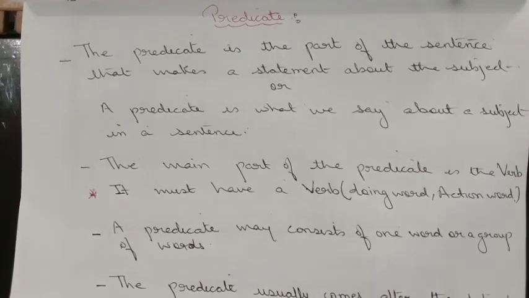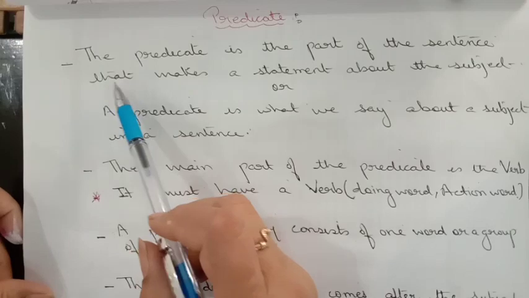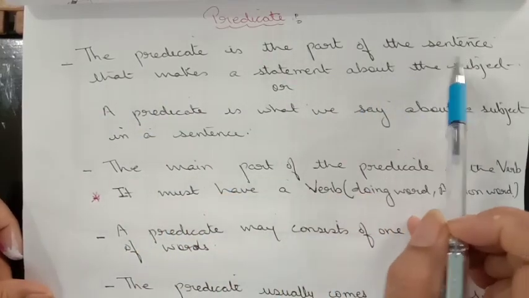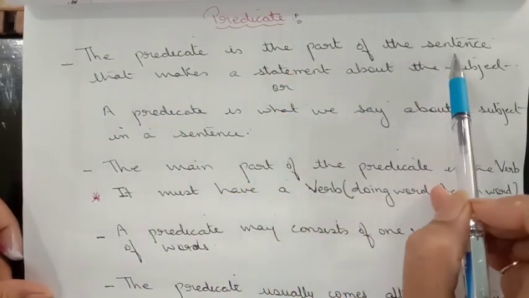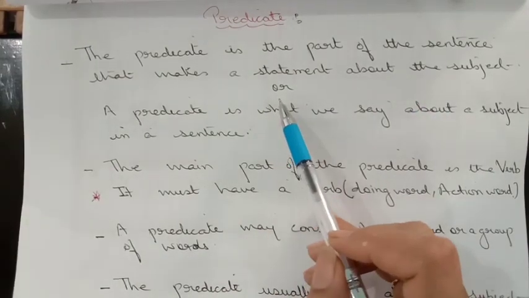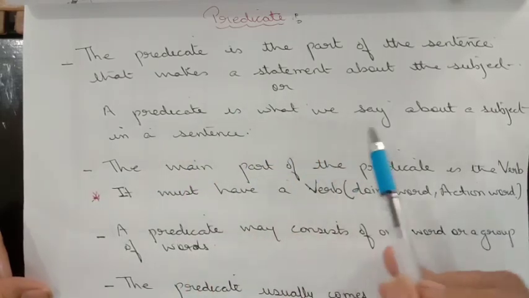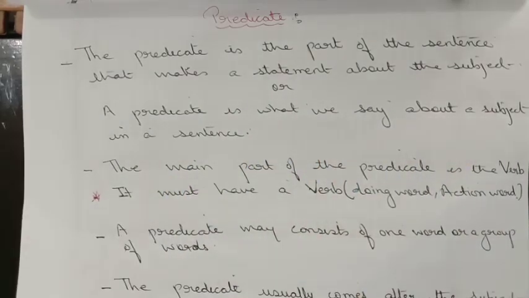So the next topic is predicate. What is a predicate? The predicate is the part of a sentence that makes a statement about the subject. Or you can say a predicate is what we say about a subject in a sentence. About whom we talk, that was the subject. And what we are saying about the subject becomes your predicate.